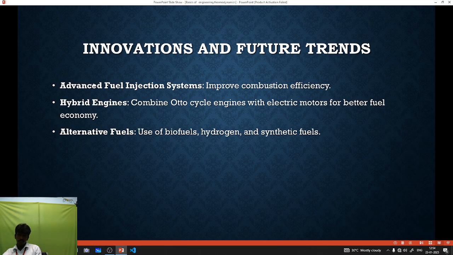Innovation and future trends are advanced fuel engine systems to improve combustion efficiency. Then hybrid engines combine Otto cycle engines with an electric motor for better fuel economy. Further, alternative fuels such as biofuels, hydrogen and synthetic fuels are used in Otto cycles to produce the best efficiency to make the best cars and automotive vehicles.